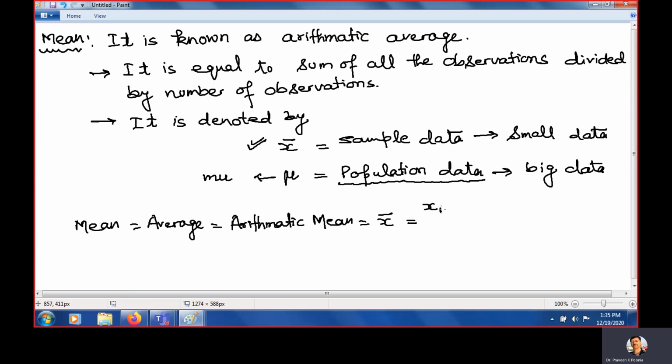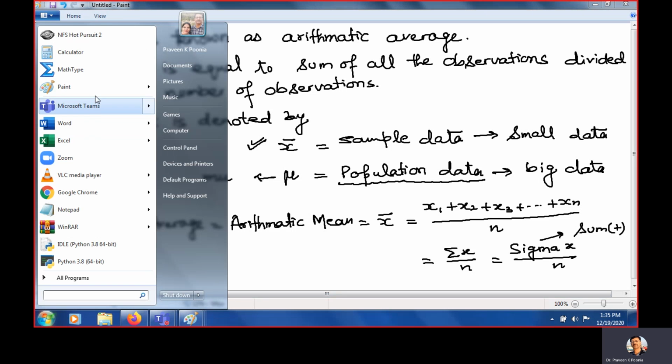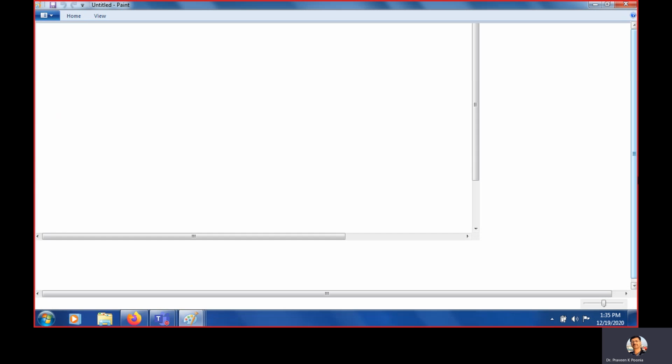And what is x bar? If x1, x2, x3, up to xn, there are n values given. How many values? N values. So x bar is the sum of all the observations divided by the number of observations, and it is denoted by sigma x upon n. Sigma means sum. Sum means plus. So you need to add all the numbers and divide by the total numbers. This will be equal to the mean.